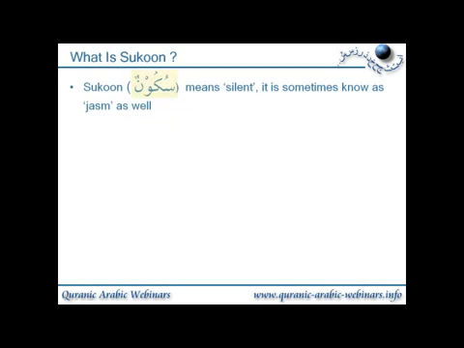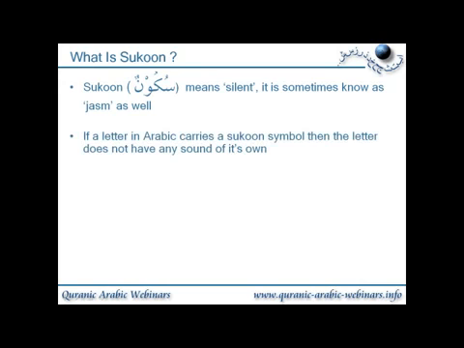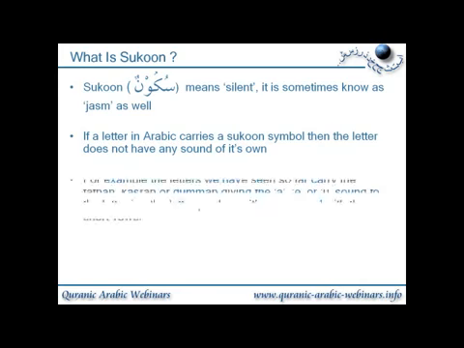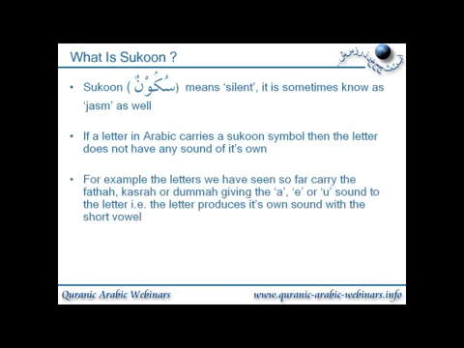It is sometimes known as Jasm as well, but it's called Sukoon. If a letter in Arabic carries a Sukoon symbol, then the letter does not have any sound of its own. For example, the letters we have seen so far carry the Fatha, Kasra and Dhamma, giving the sounds of A, E or U to the letters, i.e. the letter produces its own sound with the short vowel.